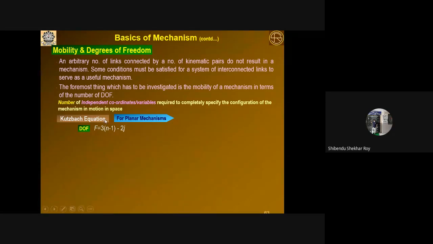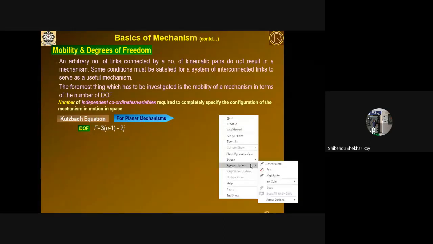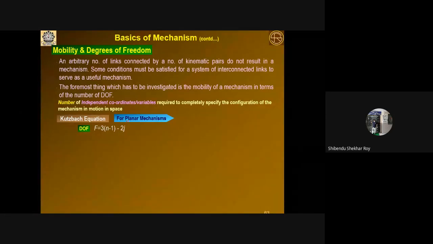And that is why here the total number of movable links is n minus 1 when free, multiplied by 3 as in the plane case. I have already mentioned it is the plane; first I would like to derive for the planar mechanism, or plane mechanism. That means a body in a plane has 3 degrees of freedom, so it is multiplied by 3.